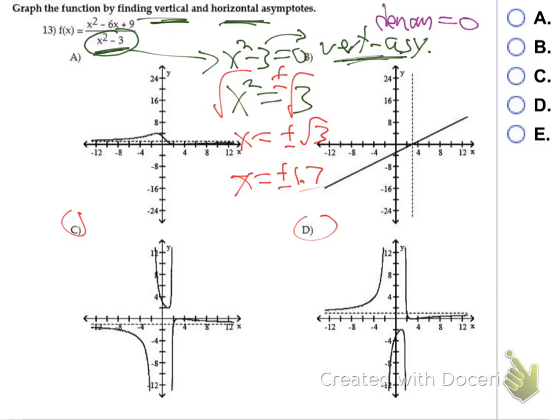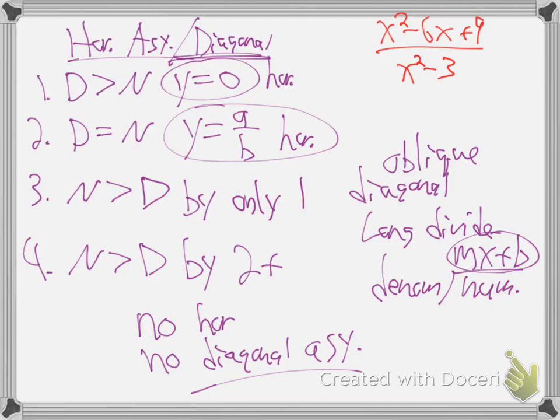X squared minus 3, is that what it is? Yeah. And I'm gonna let x go to infinity. I'm gonna go out to 10,000, 10 million, 10 billion, 100 trillion, way off to the right. You're plugging in huge numbers.